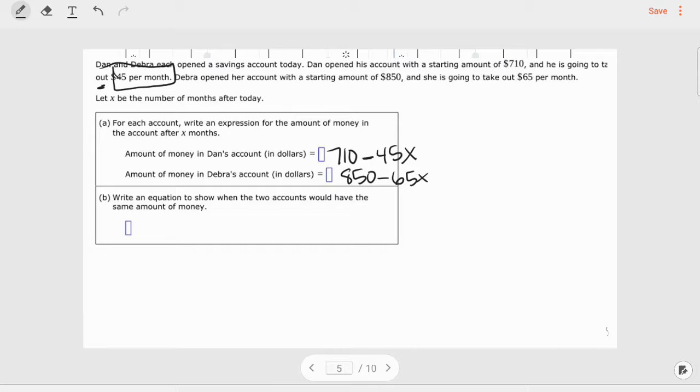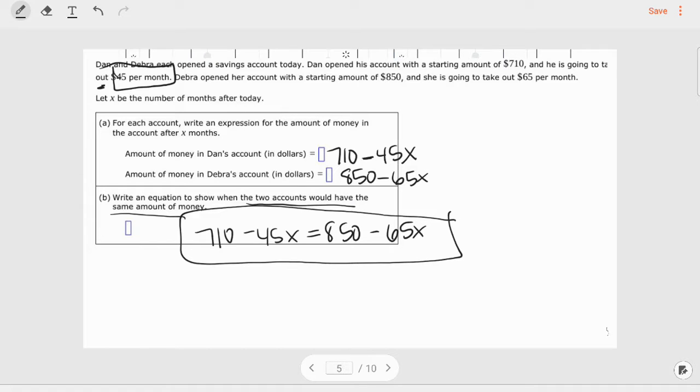So at some point, these guys are going to have the same amount of money. So write an equation to show when the two accounts would have the same amount. 710 minus 45x equals 850 minus 65x. And that would be my final answer.